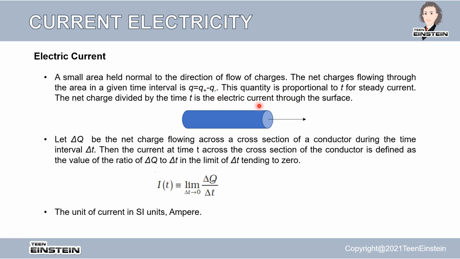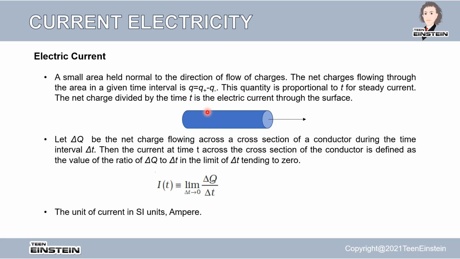So this quantity is proportional to t for steady current. Steady current means the current is not changing with respect to time. So the amount of net charge that is flowing through this particular surface is going to be proportional to t, because if time is increasing, then the net charge which is flowing through will also be increasing in the case of a steady current. So the net charge divided by this particular time is the electric current through the surface. So this is how we define electric current. We define the electric current as the net charge flowing through this particular surface in a given time interval t.